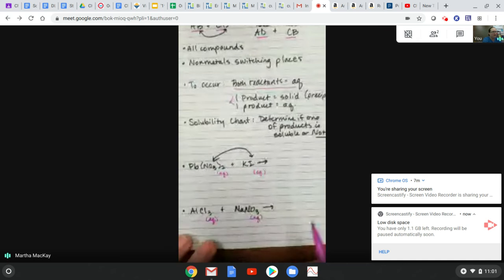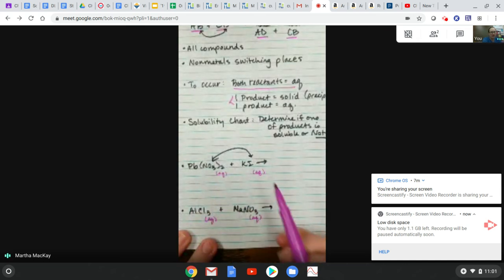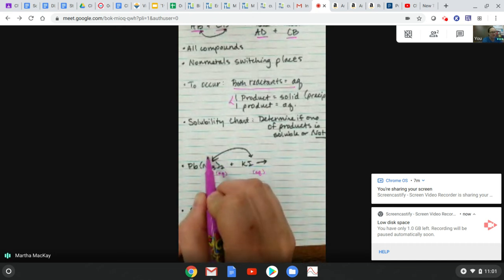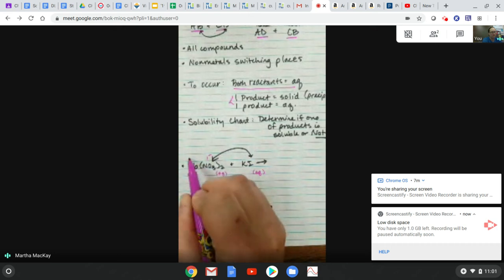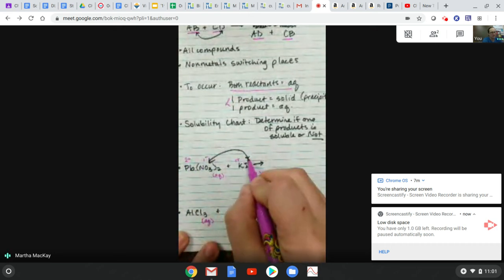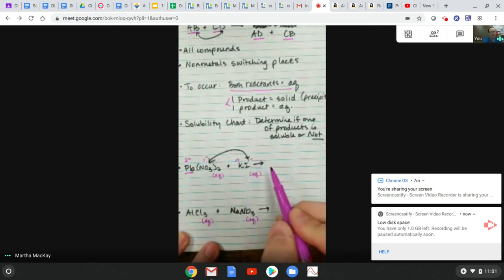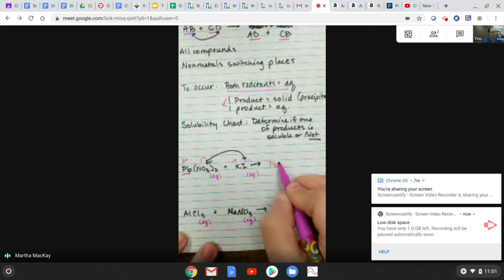So let's work through an example really quick. Pb(NO3)2 plus KI. I'm literally going to have these things switch places. Well, if the nitrate I know is a 1 minus, I have 2 of them, so the lead has to be a 2 plus. Potassium's a 1 plus, iodine's a 1 minus. So now I'm going to have iodine and lead bonded to each other. So PbI2.